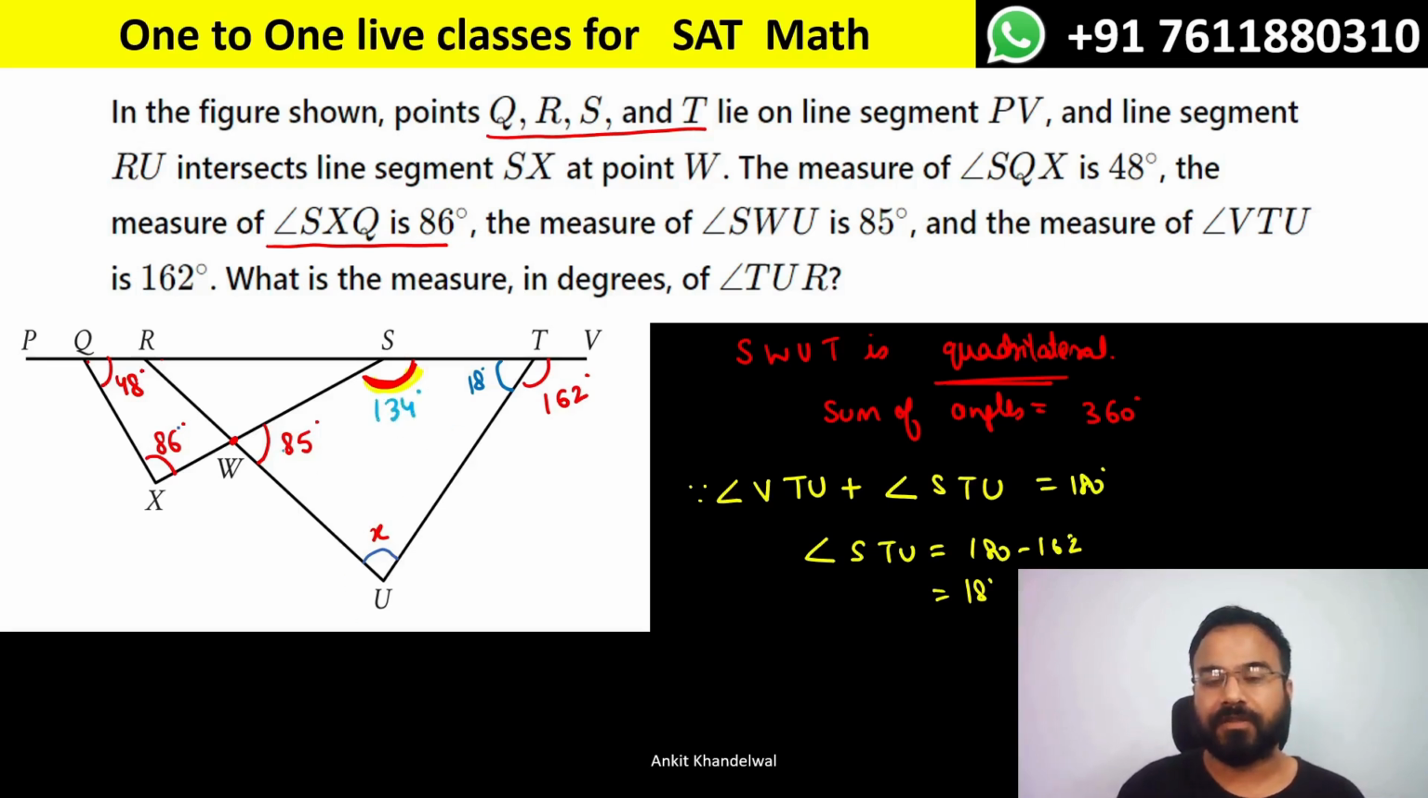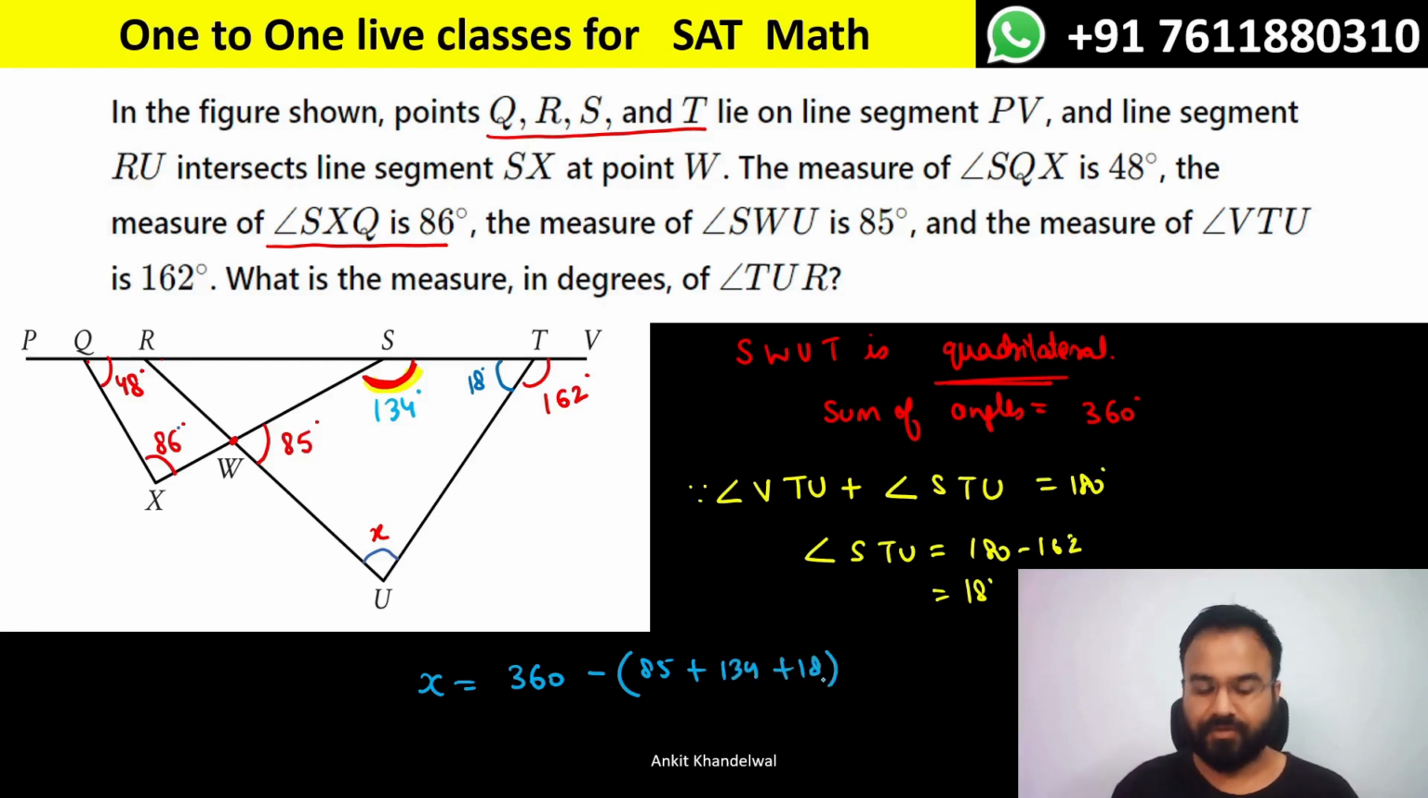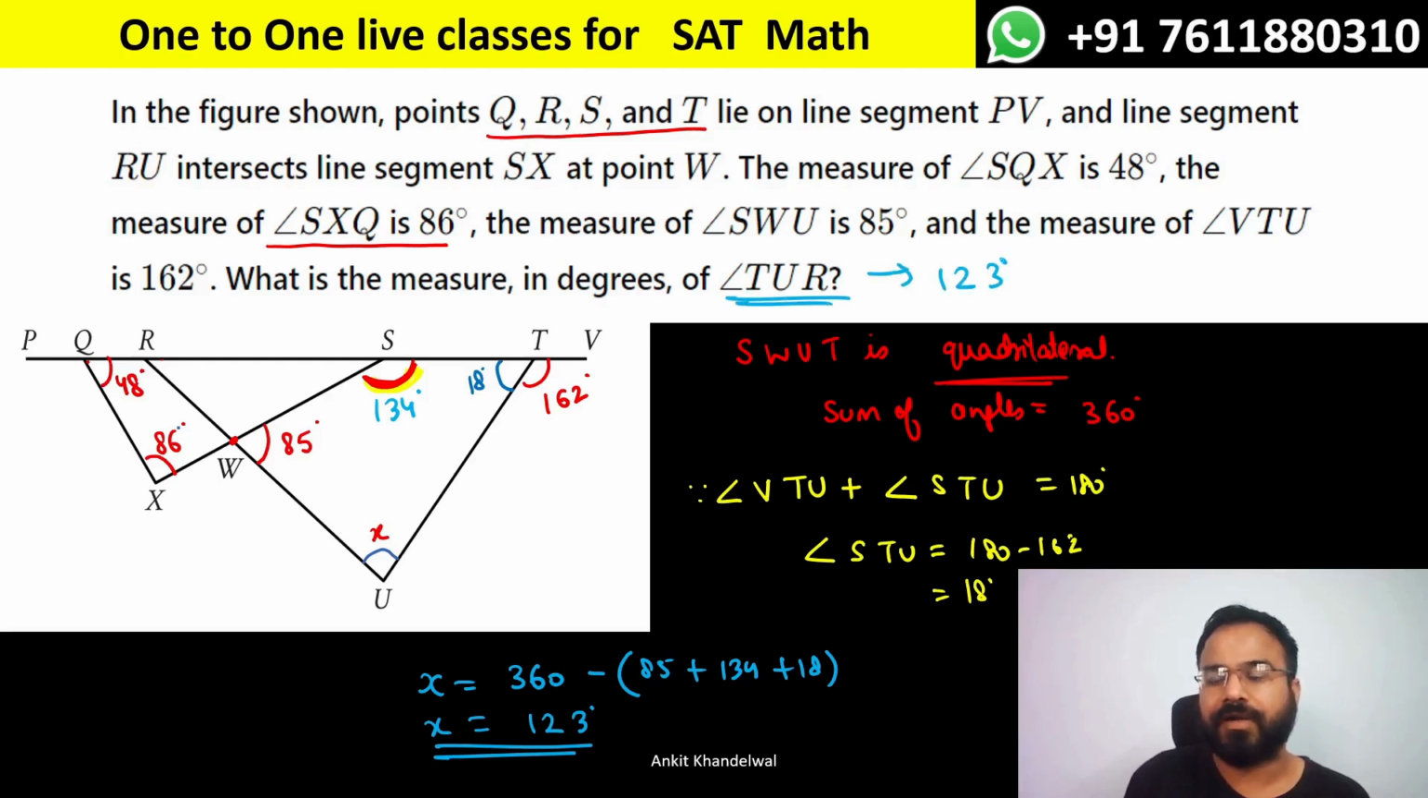So now we know three angles. We just have to find the fourth angle. Now you can simply use the calculator to get the value of X. We subtract from 360 the sum of 85, 134 and 18. So from 360, if you subtract 85, 134 and 18, we get X equal to 123 degrees. So the final answer for this angle TUR is 123 degrees.